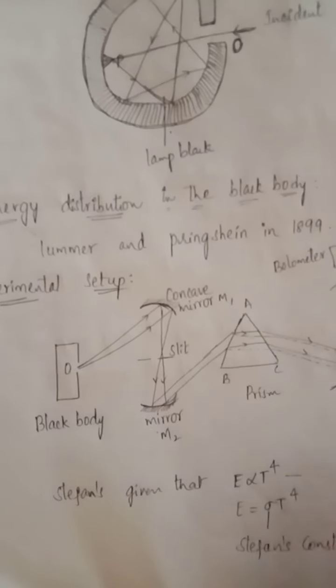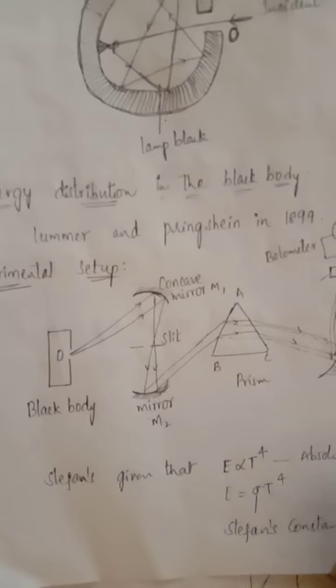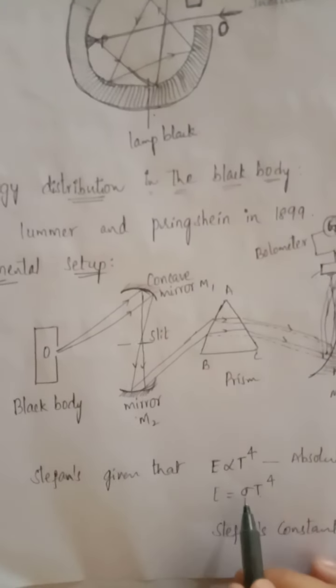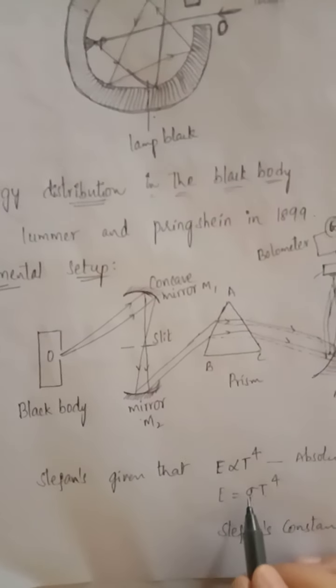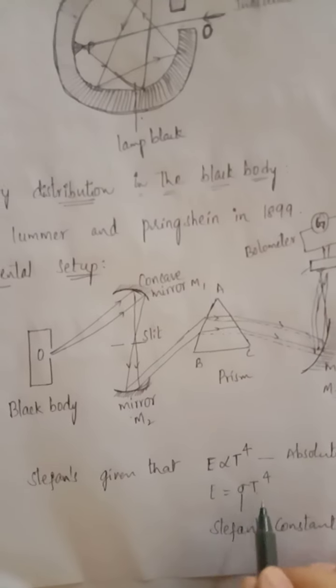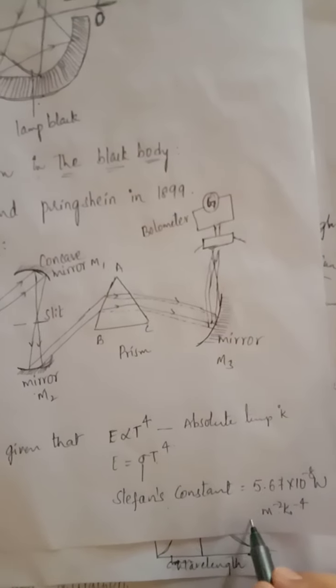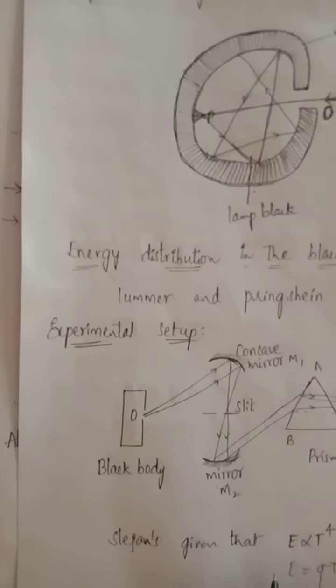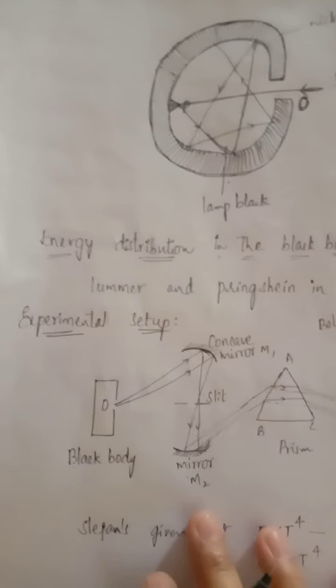From Stefan's law, he gave that the total energy of the black body is proportional to T to the power 4, where T is our absolute temperature, measured in kelvins. So E is equal to sigma T to the power 4. If we remove the proportionality, we get a constant term, sigma. Sigma is the Stefan constant, whose value is 5.67 times 10 to the power minus 8 watt per meter square K to the power minus 4. Actually, he doesn't explain the energy distribution in the black body radiation.